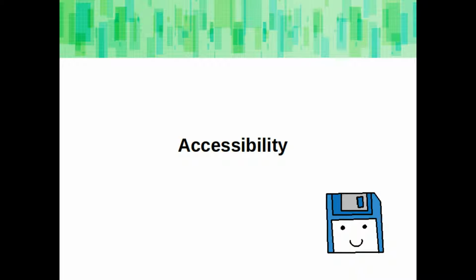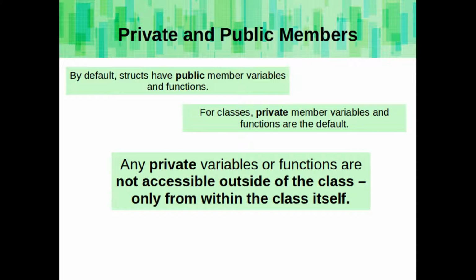Let's talk about accessibility for a moment. By default, structs have public member variables and functions. For classes, private member variables and functions are the default. Any private variables or functions are not accessible outside of the class. They are only available from within the class itself.